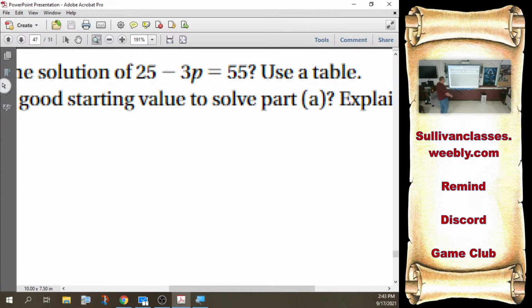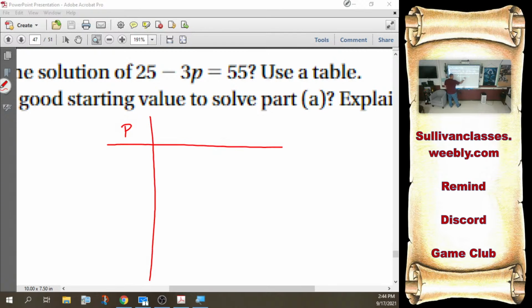I'll write the table out again. Here's my guesses for P. I'm hoping we hit 35. Here's 25 minus 3P.